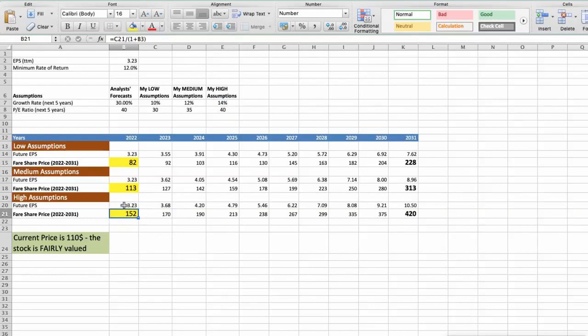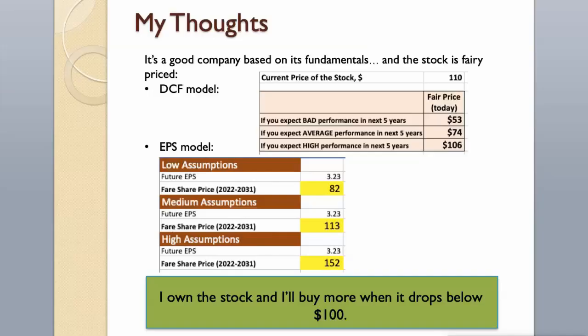As you can see, today the stock is fairly valued, $110, if we expect AMD's medium-high performance in future. It's a good company based on its fundamentals. And the stock is fairly priced. I own the stock and I'll buy more when it drops below $100.